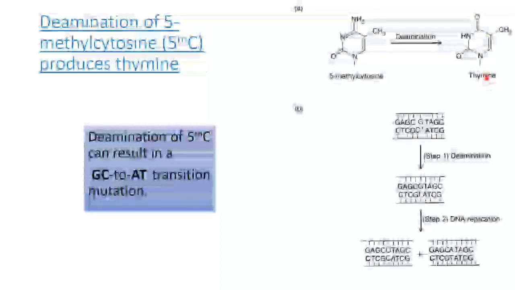So let's see what is the consequence of this 5-methyl cytosine deamination. I will start with the normal DNA sequence, G complementary with 5-methyl cytosine. In the first step, I will deaminate the 5-methyl cytosine, so I will convert the 5-methyl cytosine into thymine. And during another round of DNA replication, the thymine normally pairs with adenine, so you will convert the G–5-methylcytosine pair into AT. It's a transition mutation.